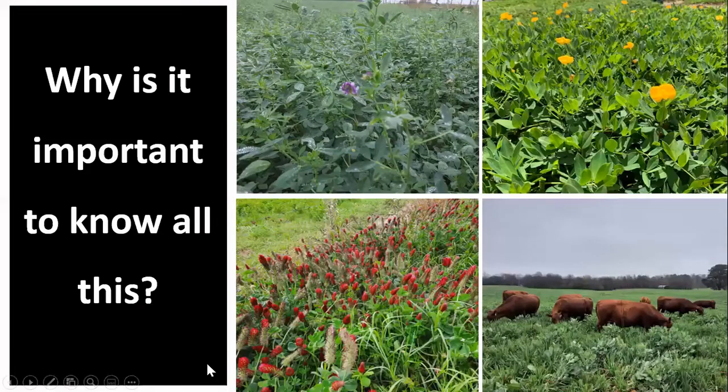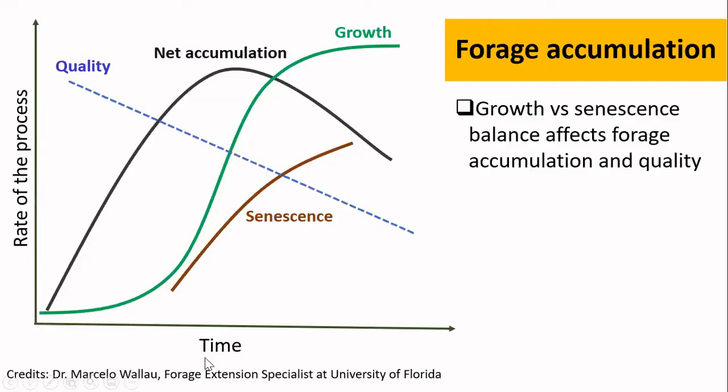You might be thinking, so why is all this important? How is this applicable for my pastures? Why do I need to understand all these things, right? So on pastures, there will be a natural process of growth and forage accumulation. And after some time, the vegetative material starts to senesce.